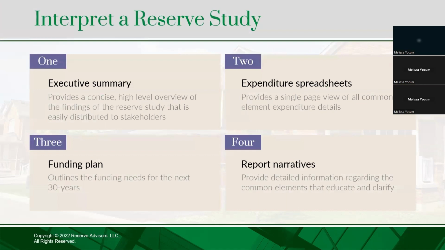So there's typically four main portions of a reserve study. There's going to be an executive summary that's pretty concise, with a lot of high-level detail. Then there's the expenditure plan that was developed during the physical evaluation. Then the funding plan, so how you're going to pay for those projects, developed from the financial analysis. And then lastly, the report narrative. So that's more information, details around those expenditures.